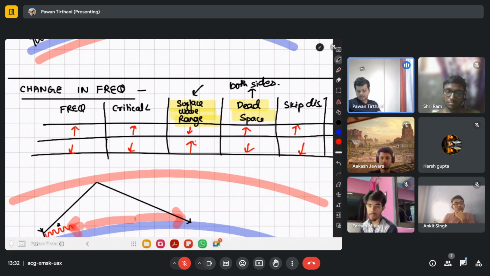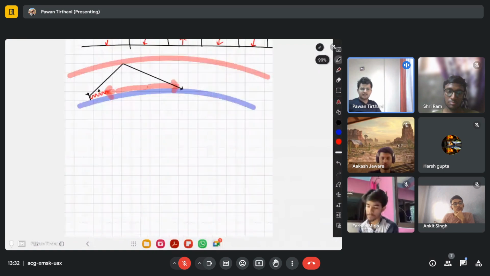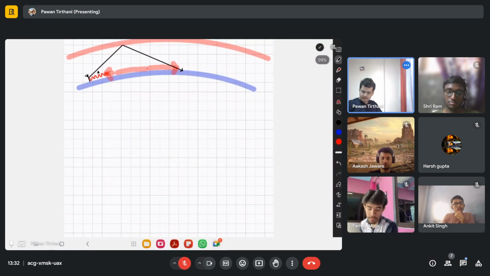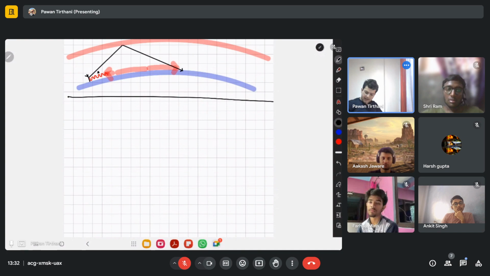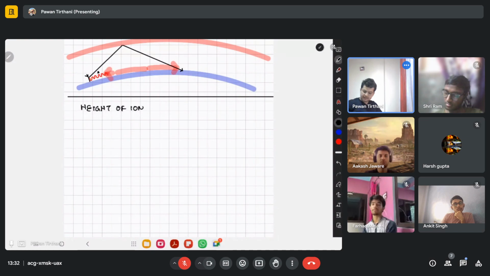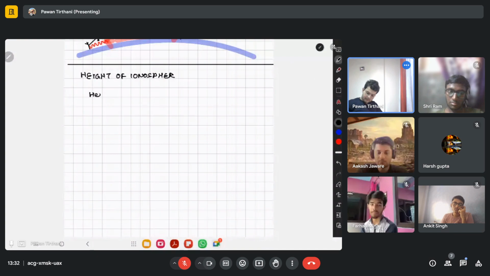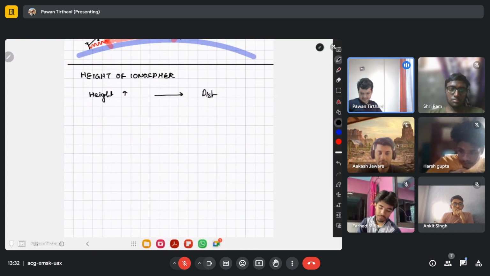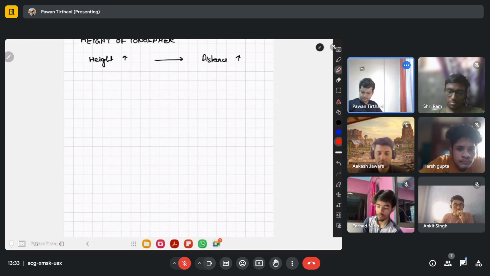Okay. Now, then we have something known as the height of the ionosphere. This is a very simple one. If the height increases, all the distances on the range increase. Very simple. Let me explain how.